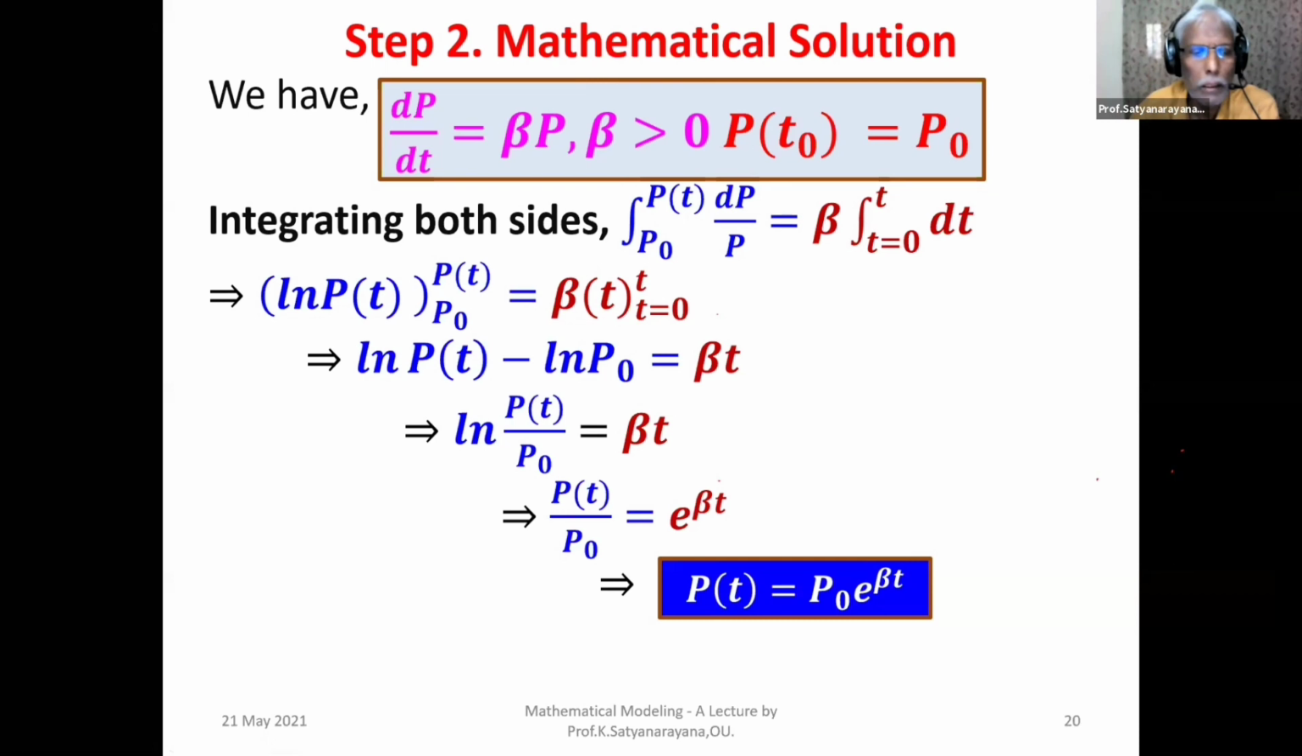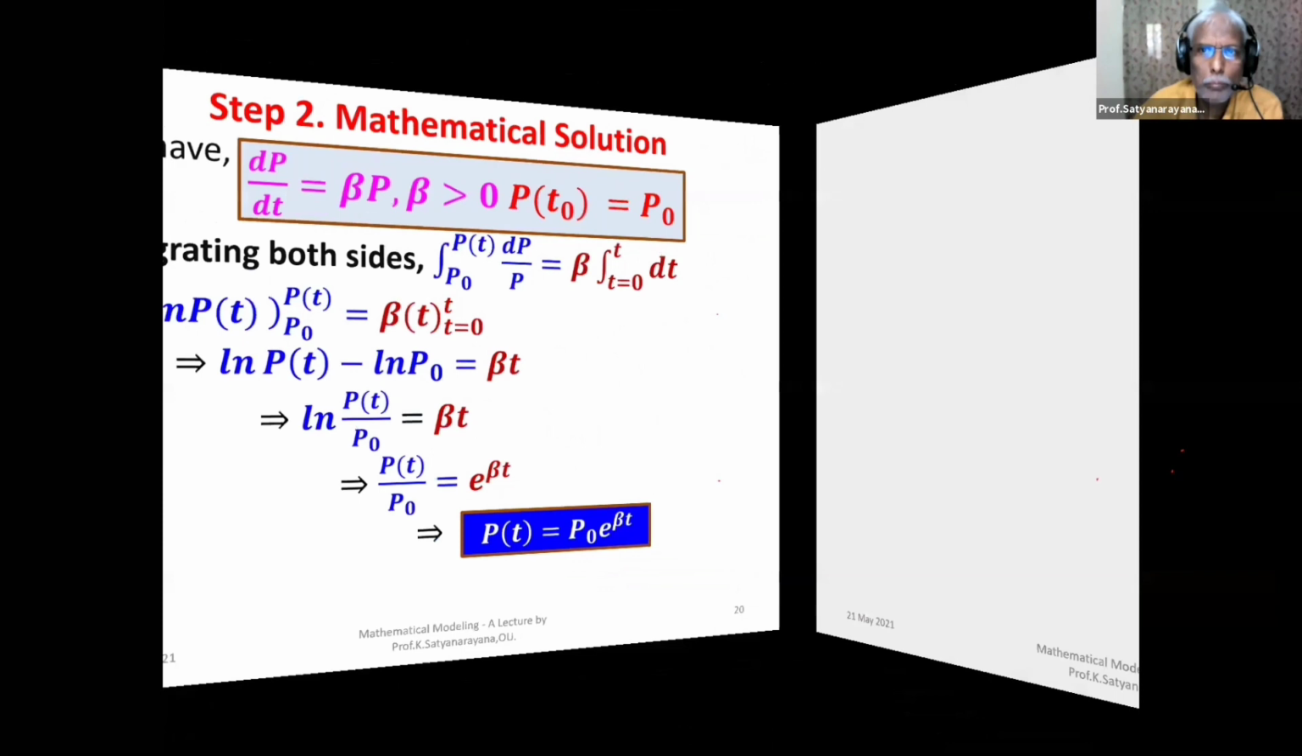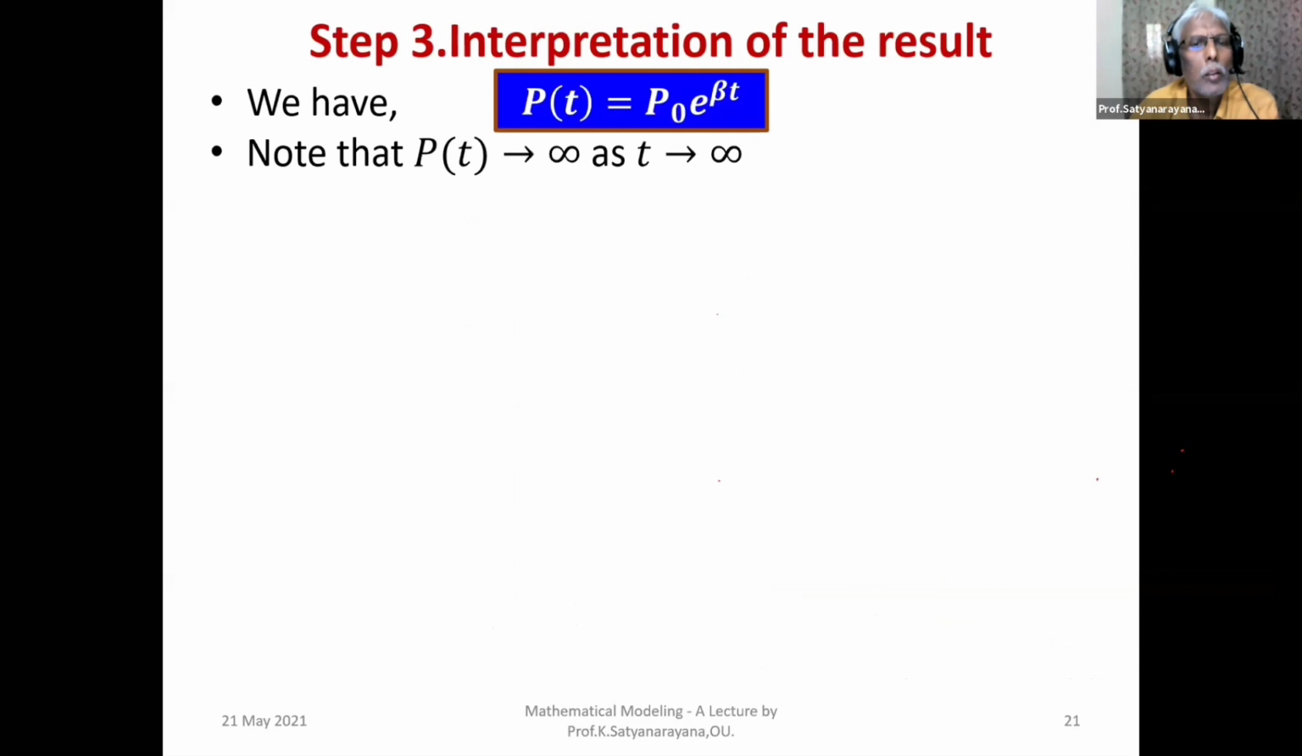So let's go to the third step. Interpret the result, and I have the solution. What happens as t tends to infinity? As t tends to infinity, e to the power of βt, where β is greater than 0, tends to infinity. Thus, P(t) tends to infinity as t tends to infinity. So that means the population grows enormously.